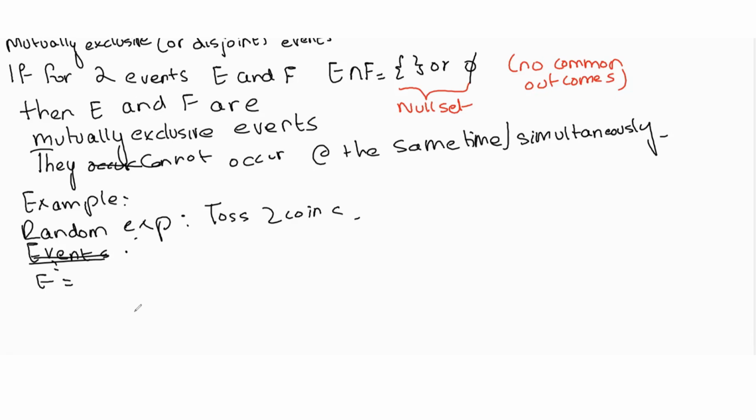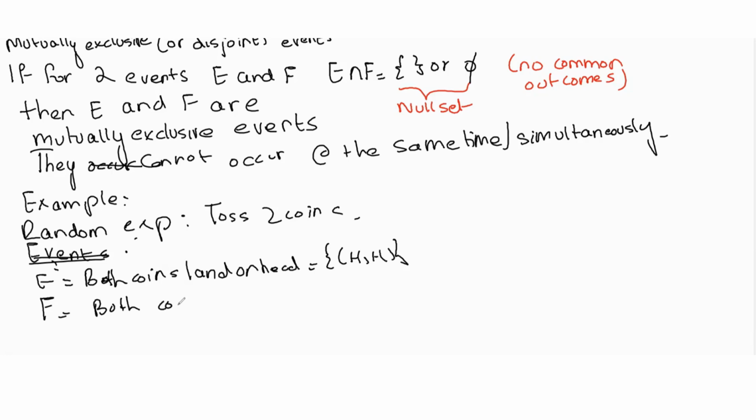The first event E is that a head appears on both of our coins. So both coins land on head, which is head, head. And then F is that both coins land on tail. So head on both coins, tail on both coins.